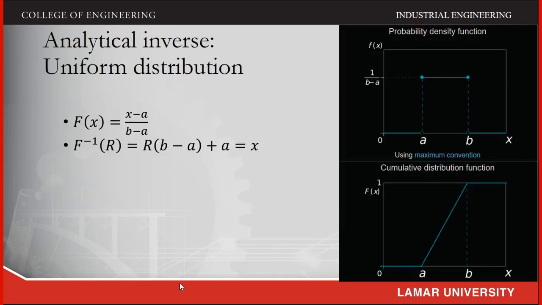So let's consider the analytical inverse for a uniform distribution. The cumulative distribution function for the uniform is defined by (x minus a) divided by (b minus a). When we do the algebra, we make r the function of x, because that's the number that is going to fall between 0 and 1. When we compute the inverse of r, now we solve for x and r becomes a parameter. When we do the algebra to solve for x, we have r times (b minus a) plus a equals x.